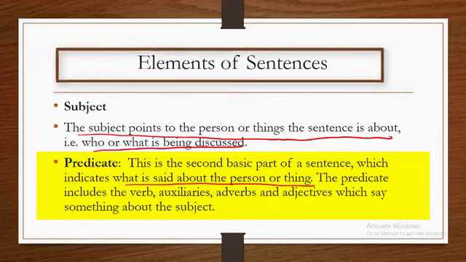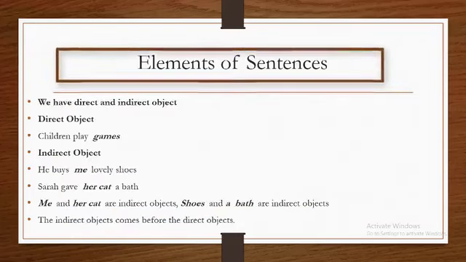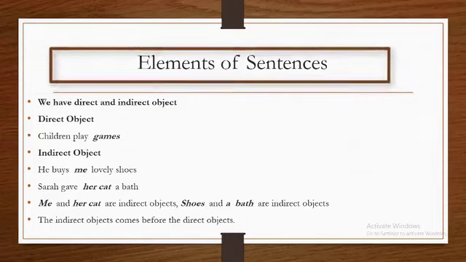And the predicate includes verbs, which could be lexical verbs, auxiliary verbs. It could also be adverbs, it could be adjectives. They make up what you call the predicate. Then we have examples here. We also have what we call the direct and indirect objects.